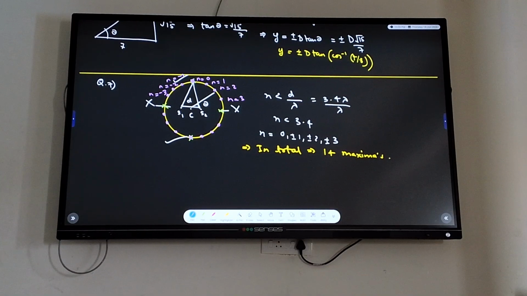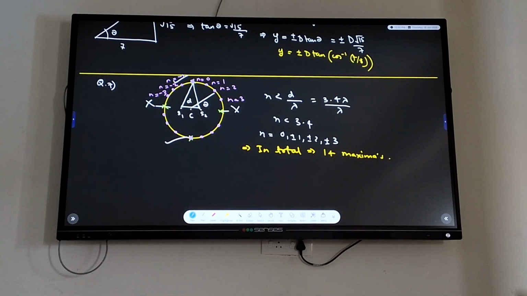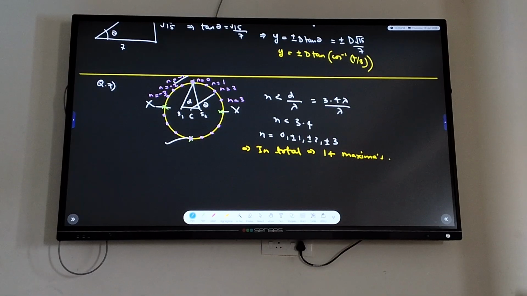Look at the B part. And now I have to do the B part. Can you try the B part? Or should I just do it? Try karo.